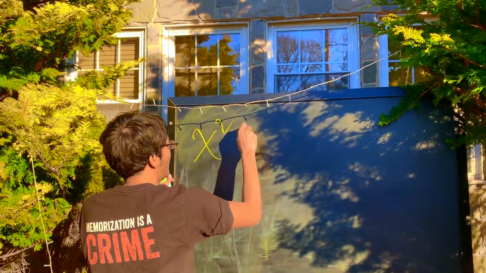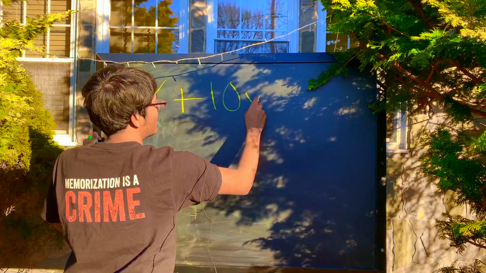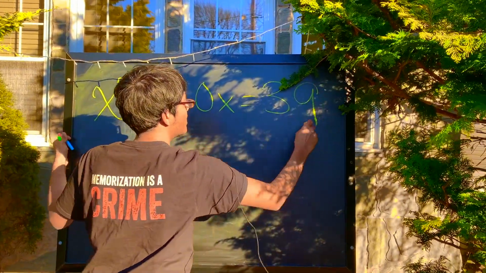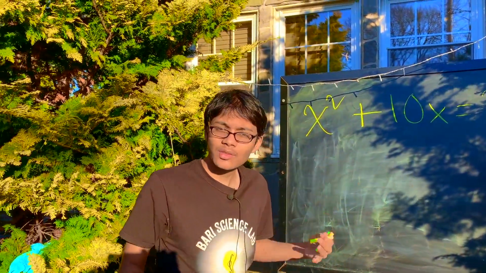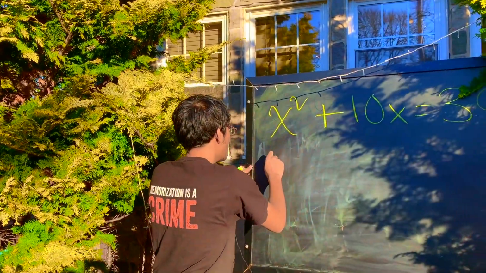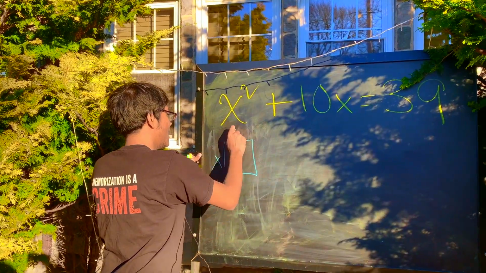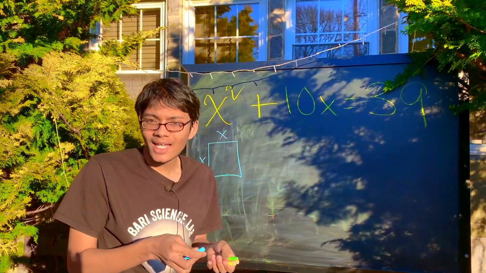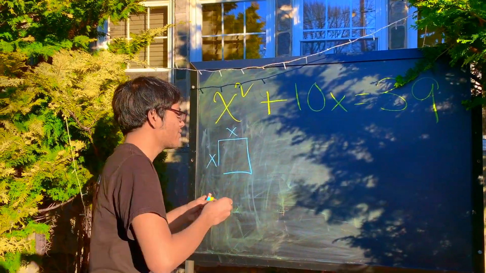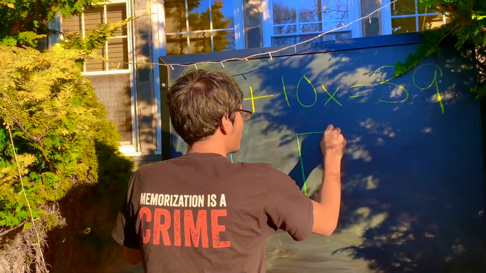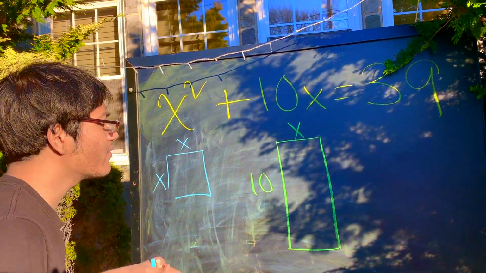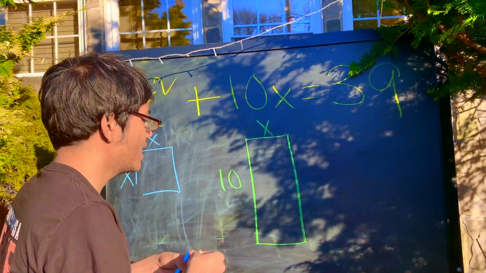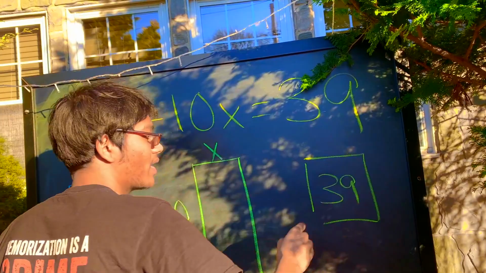Today we're going to check out how to complete the square for x squared plus 10x equals 39. So how do we get started with this completing the square problem? Well, what is x squared? X squared is literally a square with side lengths x and x. Okay, what about 10x? Well, 10x is a rectangle. It doesn't have to be a square, but it's a rectangle with side lengths of, well, you guessed it, 10 and x. And finally, what's 39? Well, 39 is kind of a rectangle with area 39.